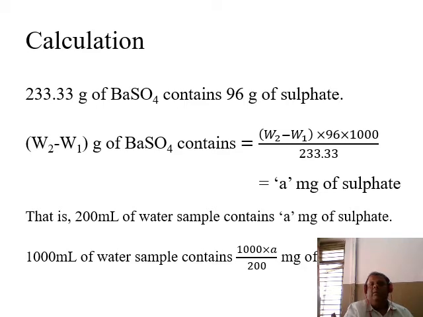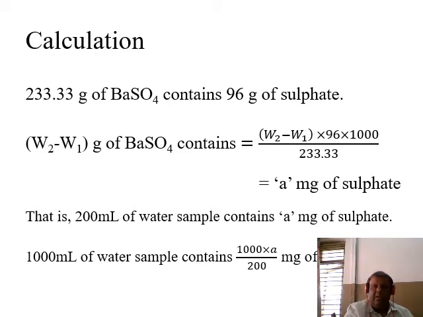1 mole of barium sulfate contains 1 mole of sulfate. I mean to tell you that 233.33 gram constitutes 1 mole of barium sulfate. 233.33 gram of barium sulfate contains 96 gram of sulfate. So W2 minus W1 gram of barium sulfate contains (W2 minus W1) divided by 233.33 into 96 gram of sulfate.